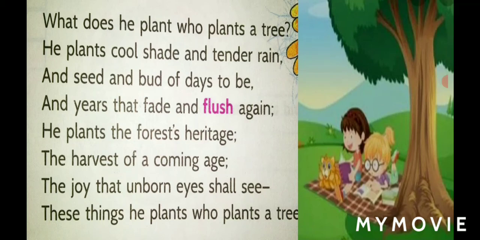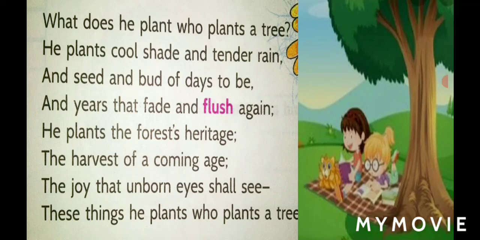So the poet repeats the question to begin a new stanza and attempts to answer again in the subsequent lines. The tree he plants provides us with cool shade and helps in bringing rain. A tree will produce seed and bud in future. Years will pass silently, but the tree will remain there through its seed producing new trees. Moreover, today's single tree may turn into a forest someday. So by planting a tree, now the man plants a forest's heritage.